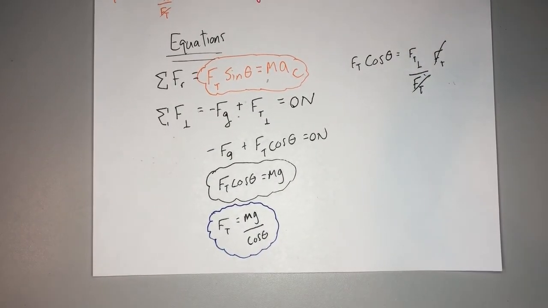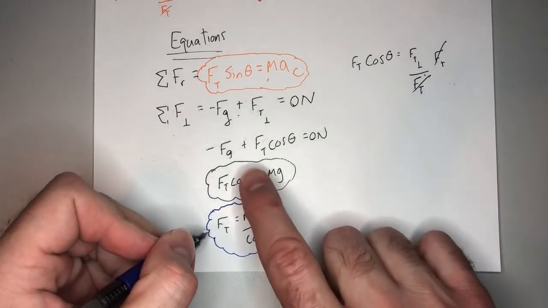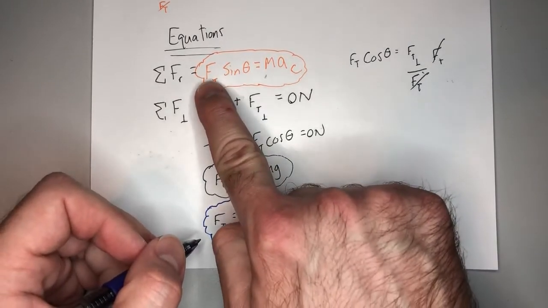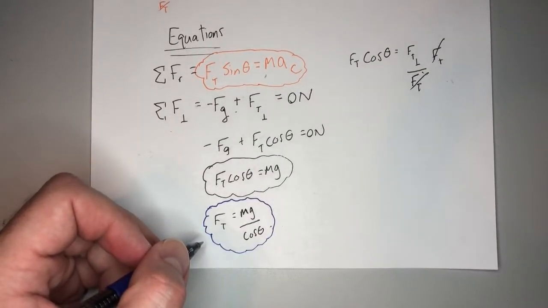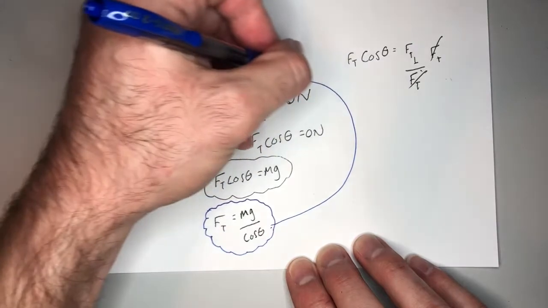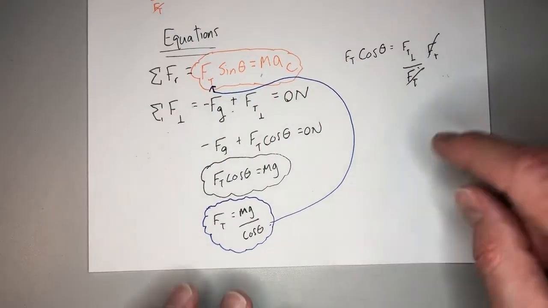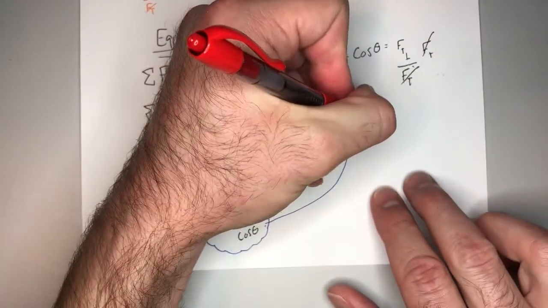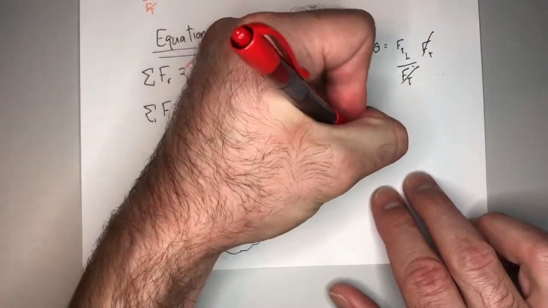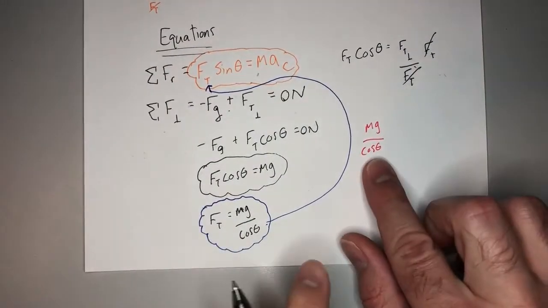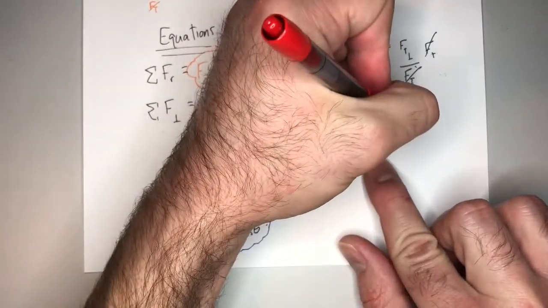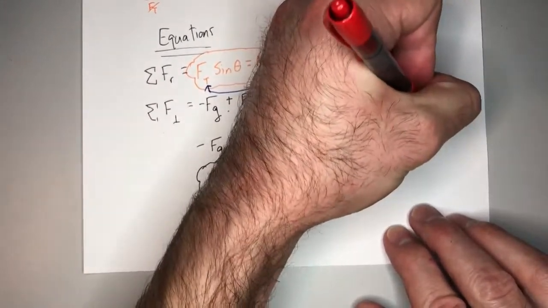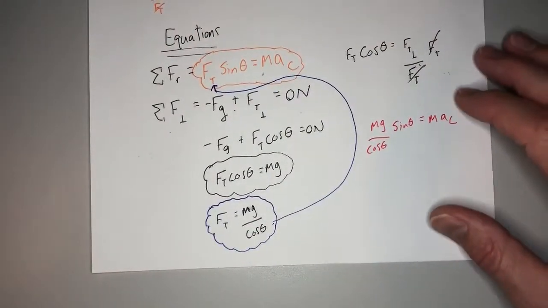And so all I'm gonna do is just say, hey, I solved equation 2 here using the perpendicular direction, and I solved for FT, and I'm gonna plug it in right there for the FT in our first equation. So when I do that, boom, I'm gonna do my work right here. So check this out. Instead of FT, I'm gonna have mg over the cosine of theta times sine of theta equals MAC.